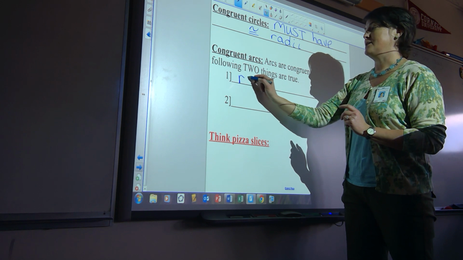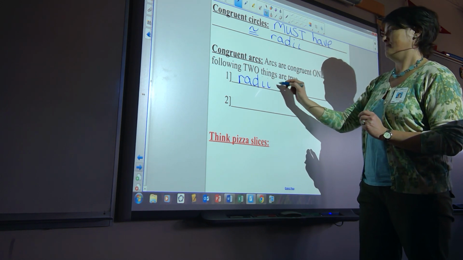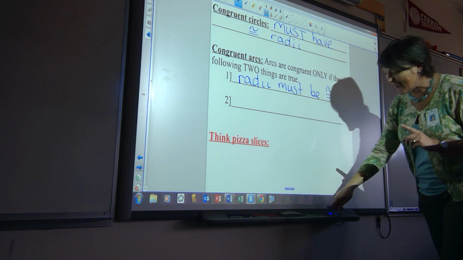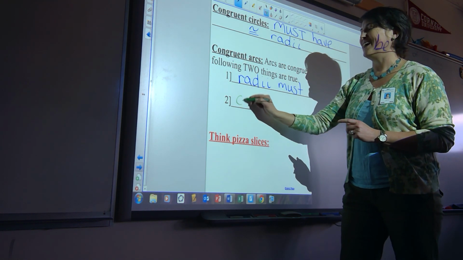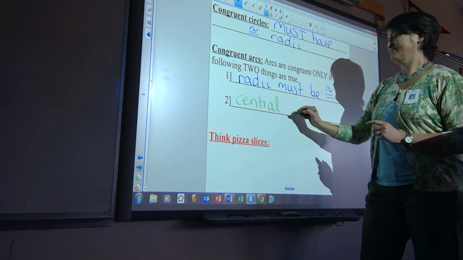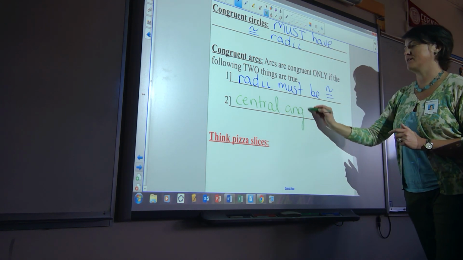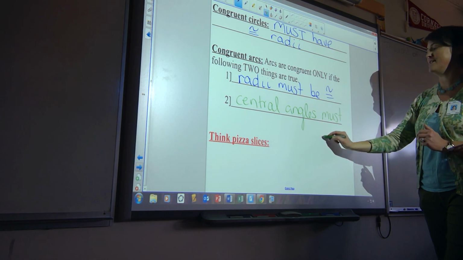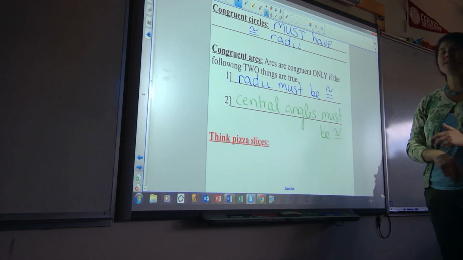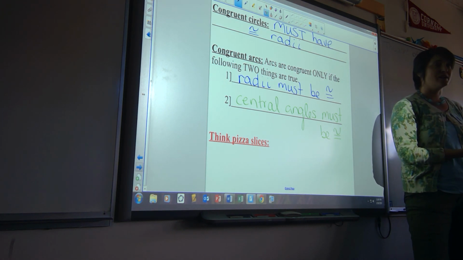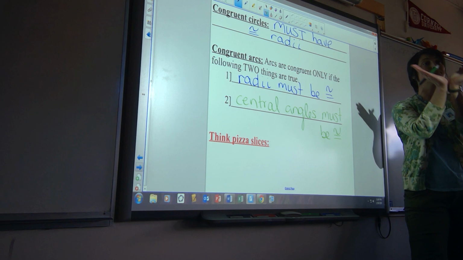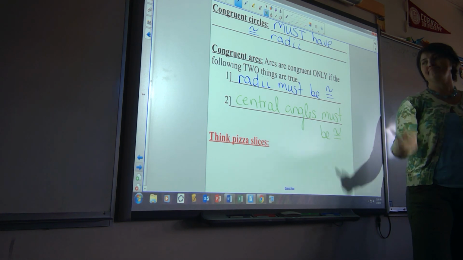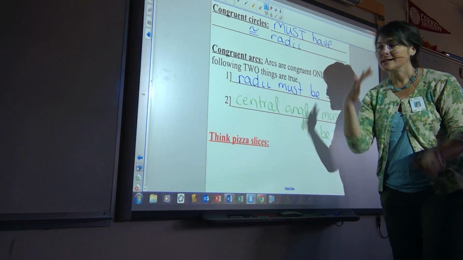First, radii must be congruent. And secondly, the central angles must be congruent. Because obviously, if the central angles were different, she would pick the biggest slice, the one with the biggest angle, because that would have the biggest arc. So that's the pizza analogy.